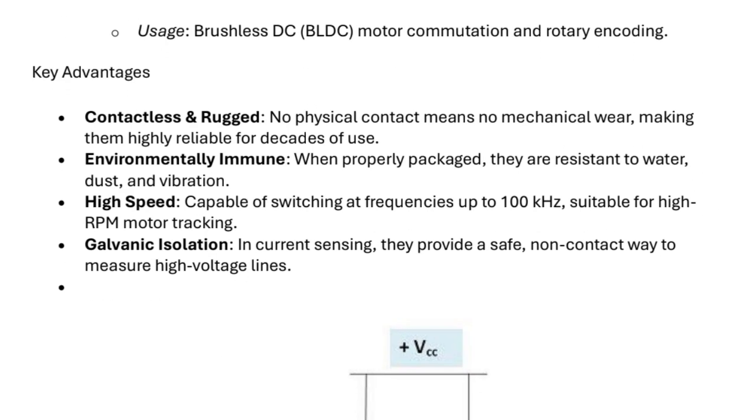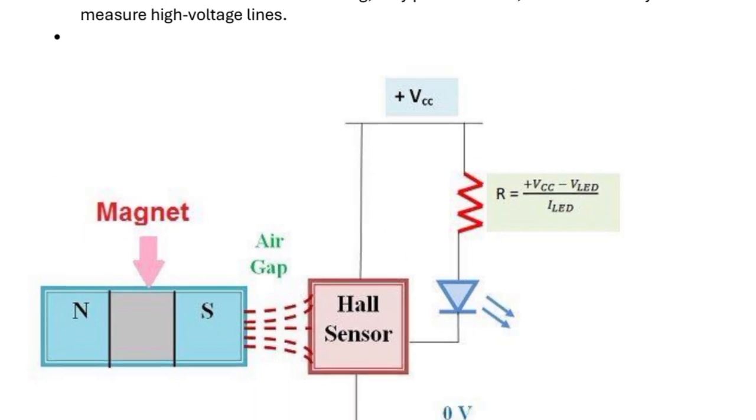And what are the advantages of Hall effect sensors? They are contactless and rugged, and environmentally immune. Next, they provide high speed. And in current sensing, they provide a safe and non-contact way to measure high voltage lines.